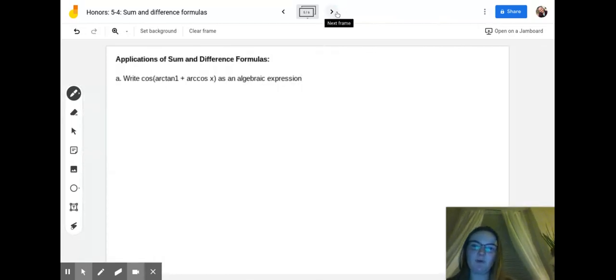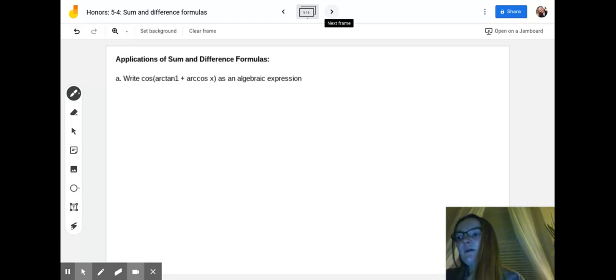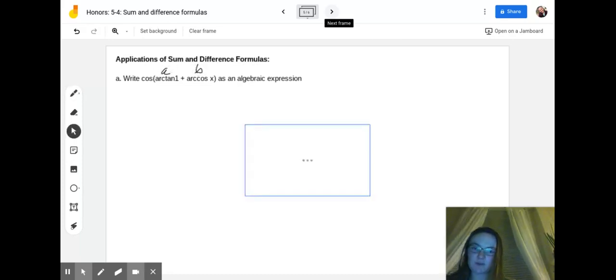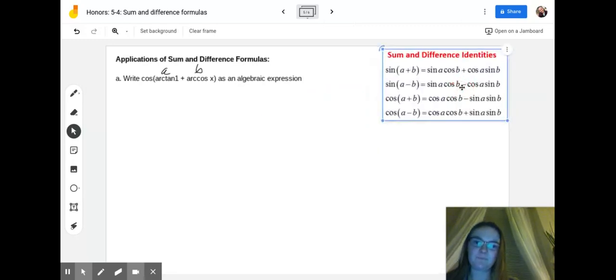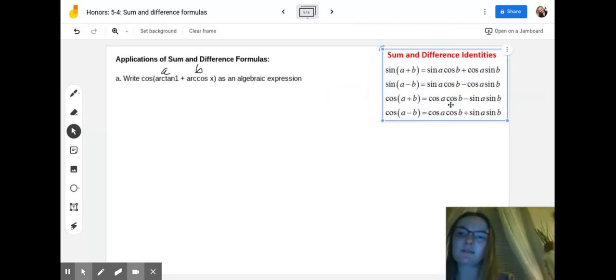Just a couple more questions for the day. Applications of sum and difference formula says write cosine of arctangent of 1 plus arc cosine of x as an algebraic expression. Really all I want to do here is apply the sum and difference formula to rewrite this one. So I have cosine of A plus B. Let's go ahead and use that again.